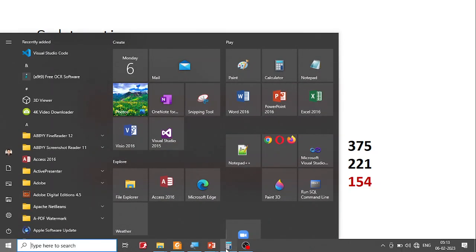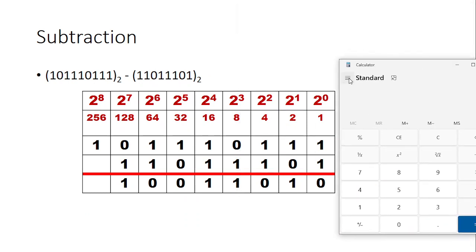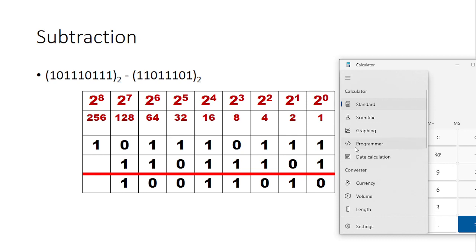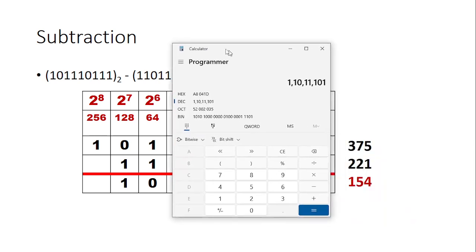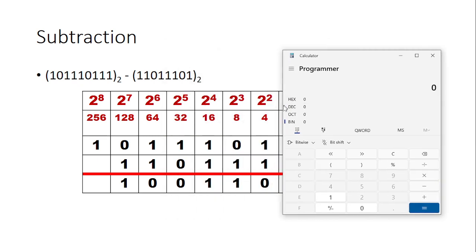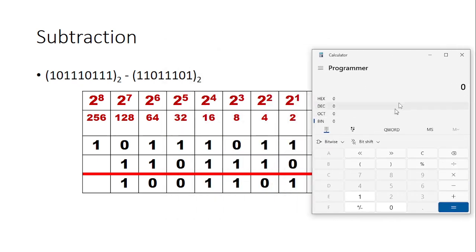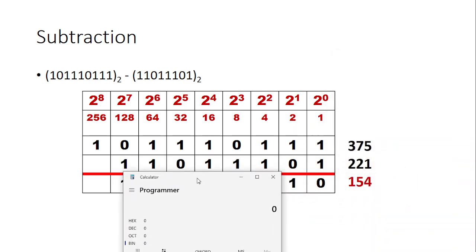We have the calculator in Windows, and sometimes we have to use that one. In the calculator you have standard, and we have programmer. In the programmer you just write the stuff that you have here. So the stuff is 1101101. Okay, this is too much. I'm writing it in binary first. So select the binary mode first and then you can write it. Let's write it here. I think I can place it here.